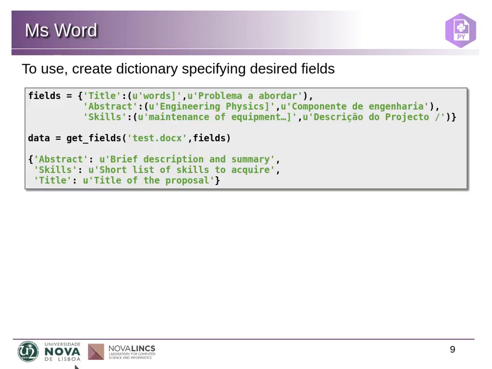So this is how we can test this. We call the getFields function, give it the name of the docx file that we want to extract information from, and give it this dictionary that tells the function that the title is between this string and this string here, the abstract is between this string and that string there, and so forth.